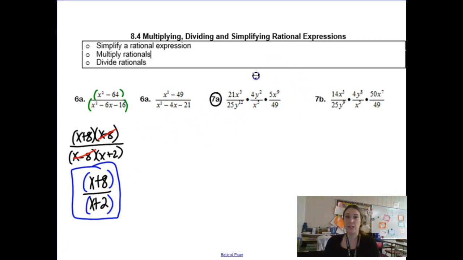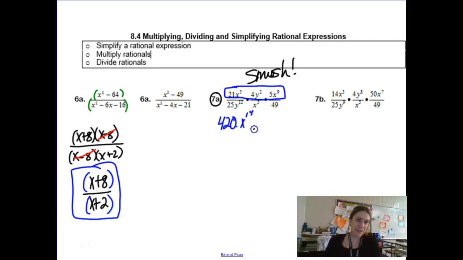Alright, so 7a, 7b, those were the smush problems. So I always instructed you guys to smush them back into one fraction. So I would multiply everything in this numerator together, make a new and improved fraction, which I'm hoping I did at some point on my work here. Oh, I did. Good job. Alright, so 420 x to the 14th, y to the 2nd. And then similarly, I'm going to smush the denominator together by multiplying all that together. And that is, oh boy, 1,225 x to the 5th, y to the 12th.